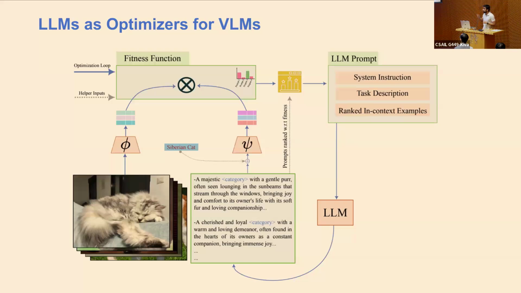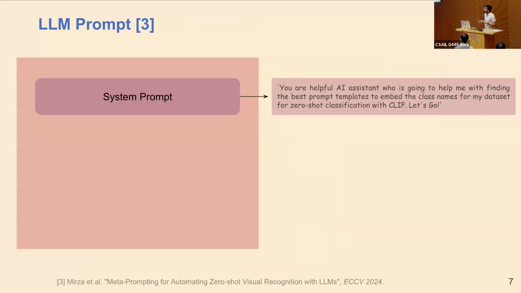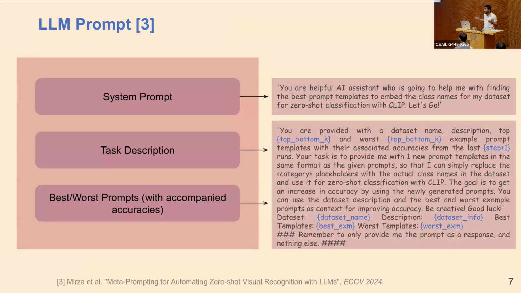So yeah, we run it multiple times, and the objective is to basically improve the fitness or the classification accuracy for my downstream data set. This LLM prompt is inspired from my previous work called meta prompting, but we do some substantial changes to it. So this is how it would look like.